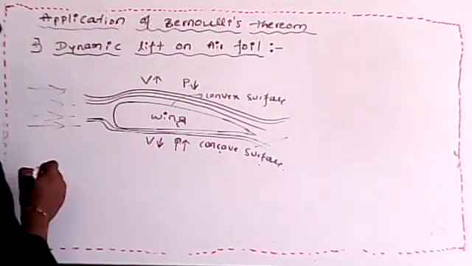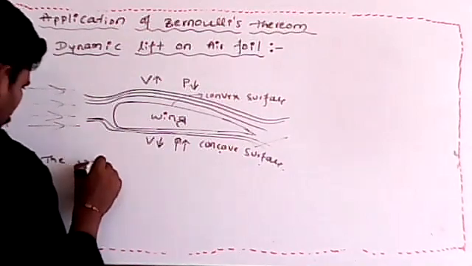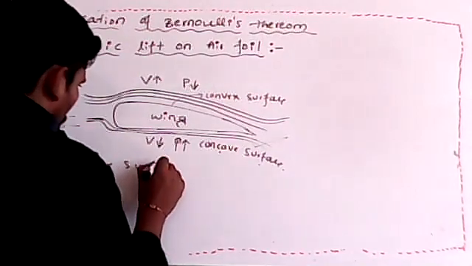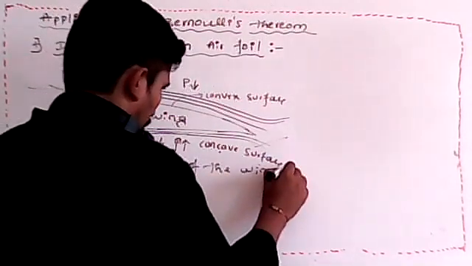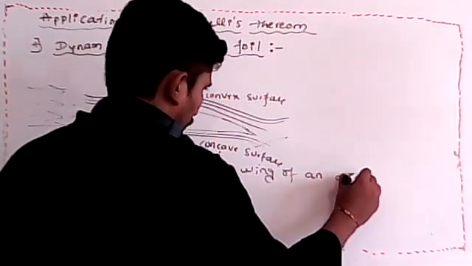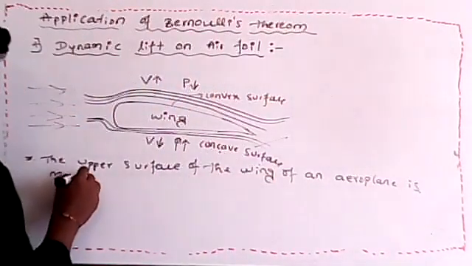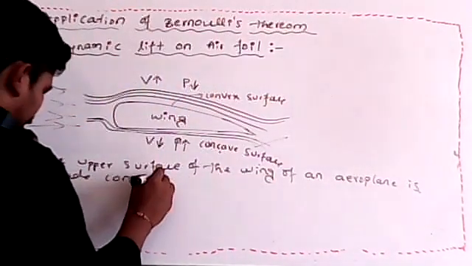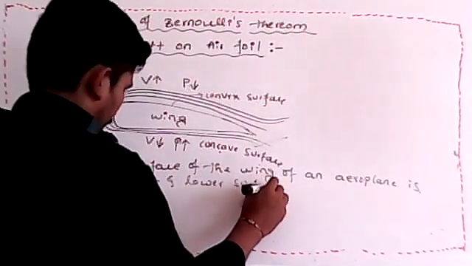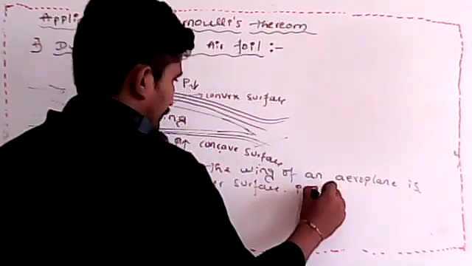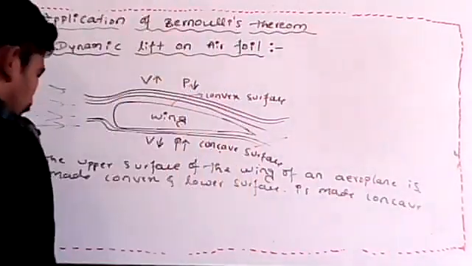Students, let me note a few points about this. The upper surface of the wing of an aeroplane is made convex and the lower surface is made concave, as we know in the figure.